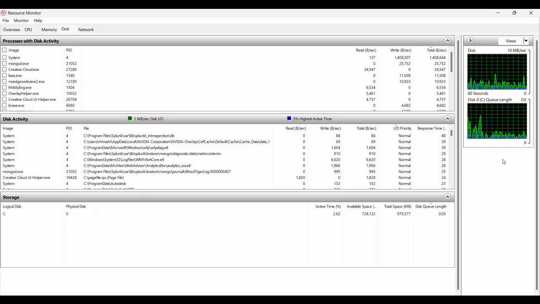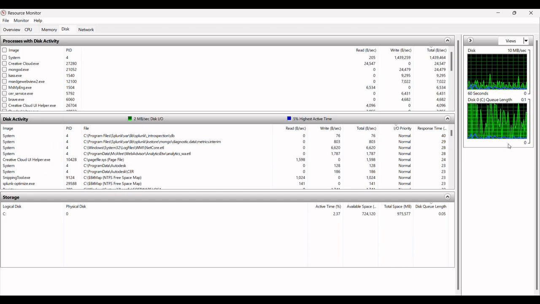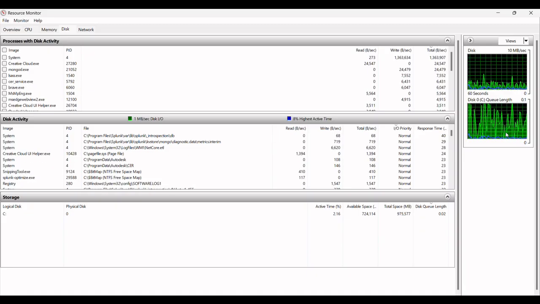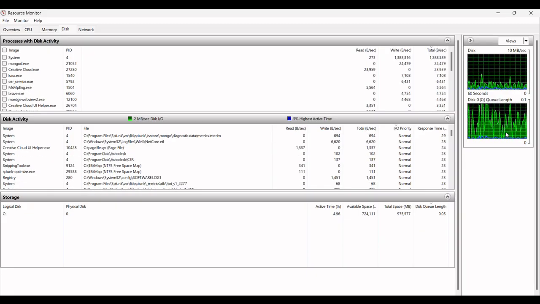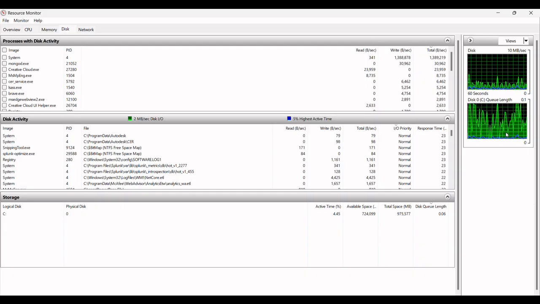One of the most important storage metrics is disk queue length. This represents the number of disk operations waiting to be processed by the storage device. If queue length remains consistently high, it may indicate storage congestion or a disk bottleneck. Short spikes are normal during heavy file activity. However, continuously high queue length may impact overall system responsiveness.